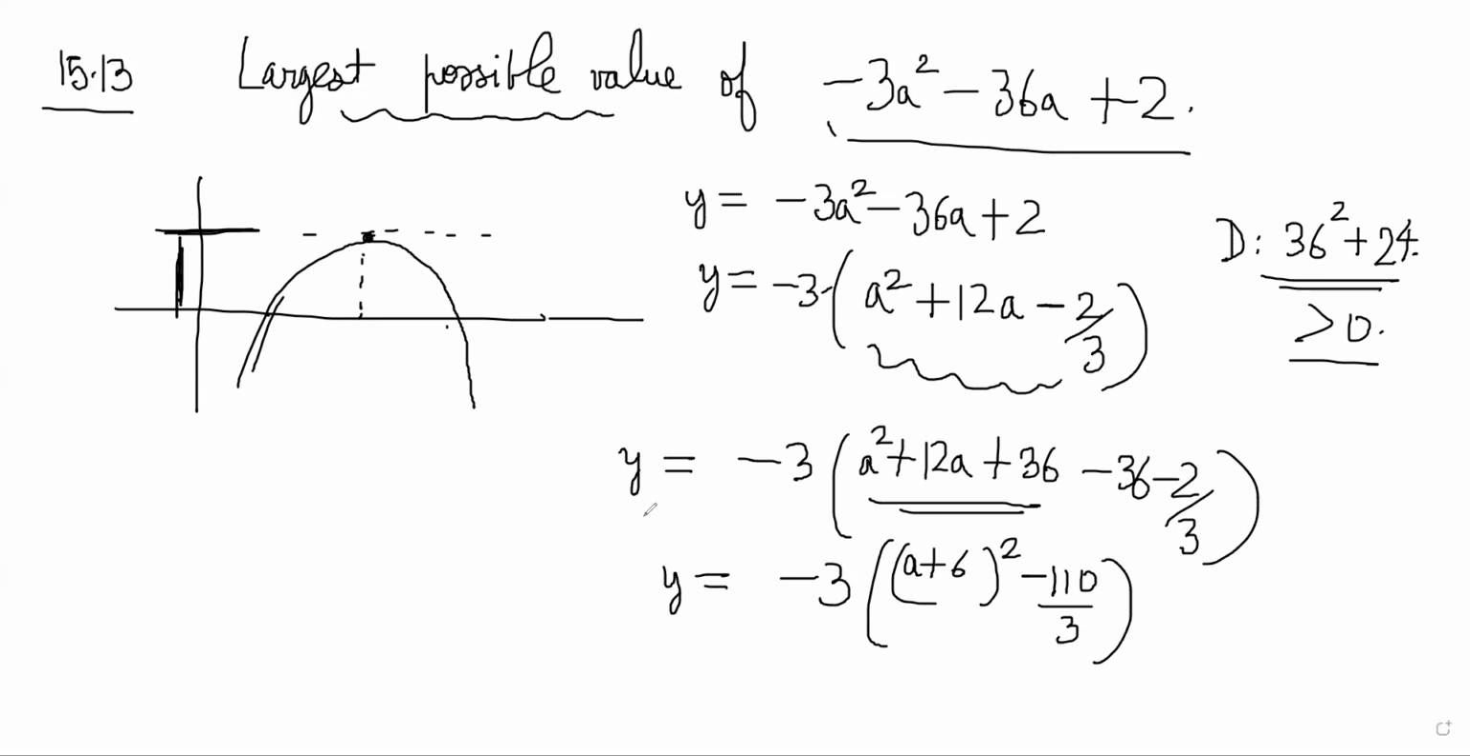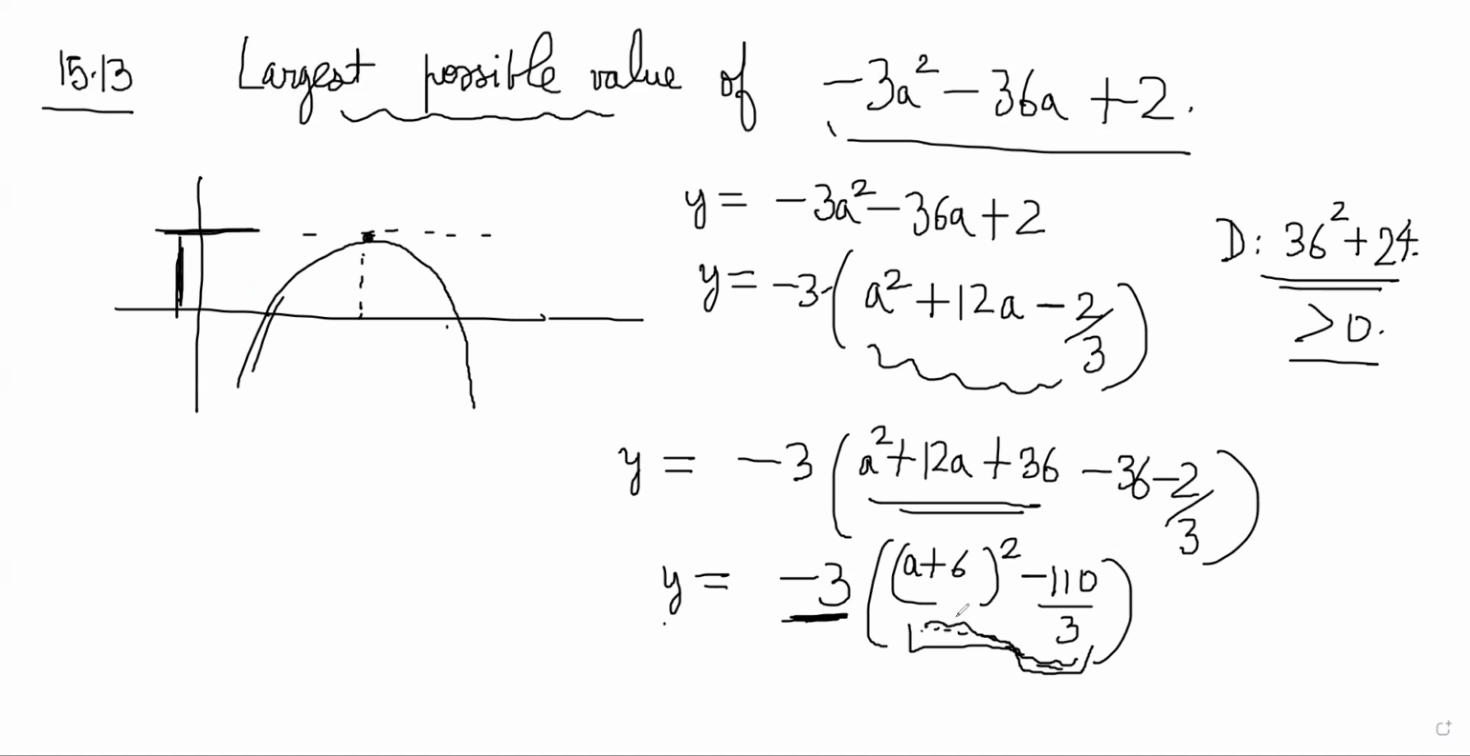So notice that the graph, obviously now this part will be the lowest possible value if a plus 6 whole square is 0, right? Yes. Correct? Otherwise it will be higher than that. Do you understand that if the thing inside the bracket is larger, the y value will be lower because of the multiplication with -3? Yeah. So you want to make the thing inside the bracket as low as possible, so that when you multiply with -3, it will be as high as possible, right?